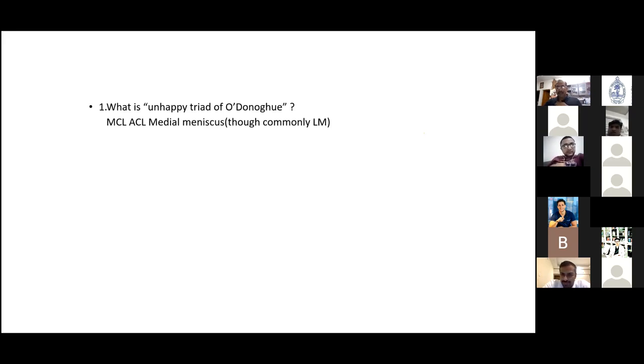Which meniscus is more commonly injured, whether it is the medial meniscus or the lateral? In acute injuries, it's lateral meniscus, and in chronic injuries, medial meniscus. The medial meniscus. So, what is the most sensitive test for ACL, and what is the most specific test for ACL? Most sensitive is Lachman, sir. Most specific is pivot shift. Okay, got it.